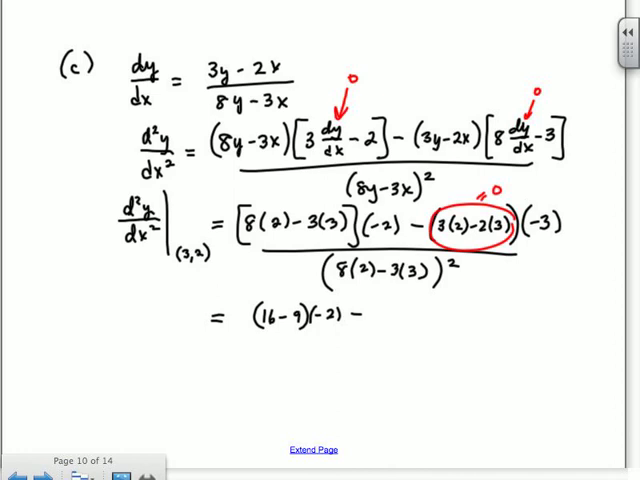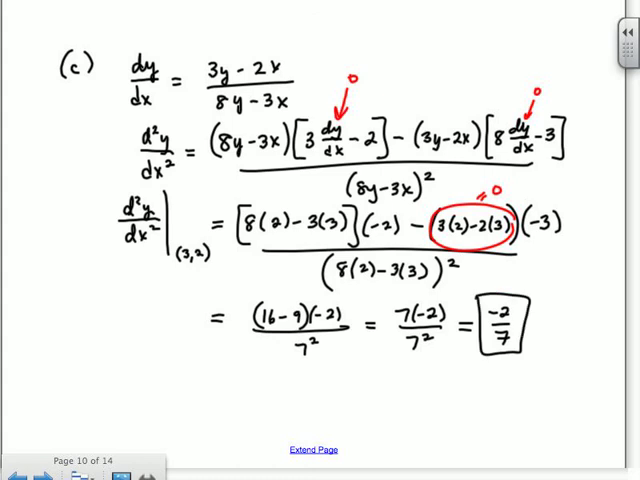So times negative 3 would still be 0. So that's kind of nice. It wipes out half of our problem there. Divided by 16 minus 9, so 7 squared. So 16 minus 9 is 7 times negative 2. So I'm going to write it as 7 times negative 2, and instead of multiplying it out and then reducing, I'm just going to divide by 7 on the top and bottom, so I get negative 2 sevenths. So that is the value of the second derivative.